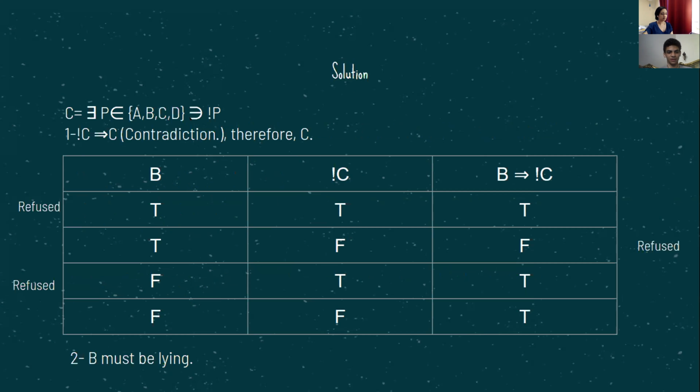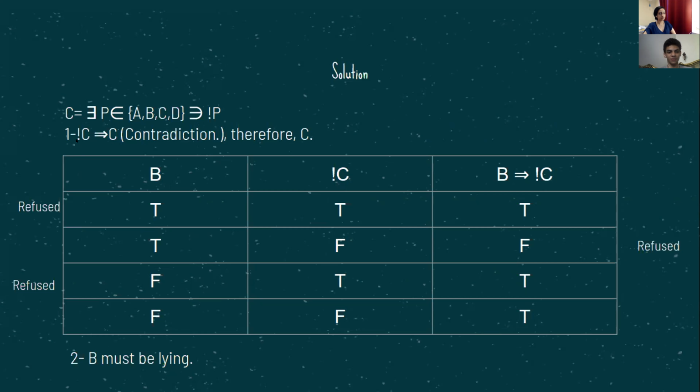So first, the statement of C is that he's saying there exists a P, or a statement, that belongs to this set A, B, C, or D, so that P is false. So basically, what he's saying is that one of these statements, said by A, B, C, or D, must be a lie. So one must be lying.